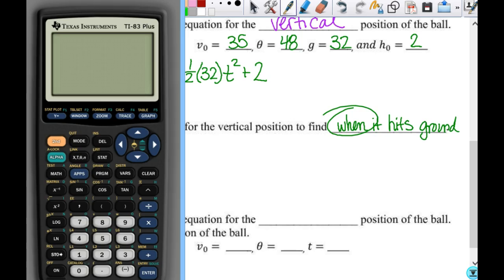I don't know why my calculator's so big here. Make sure you're in degree mode, right? And I'm going to go in here and I'm going to graph this: x times 35 times the sine of 48 minus 0.5 times 32 times x squared plus 2. I'm going to graph it.